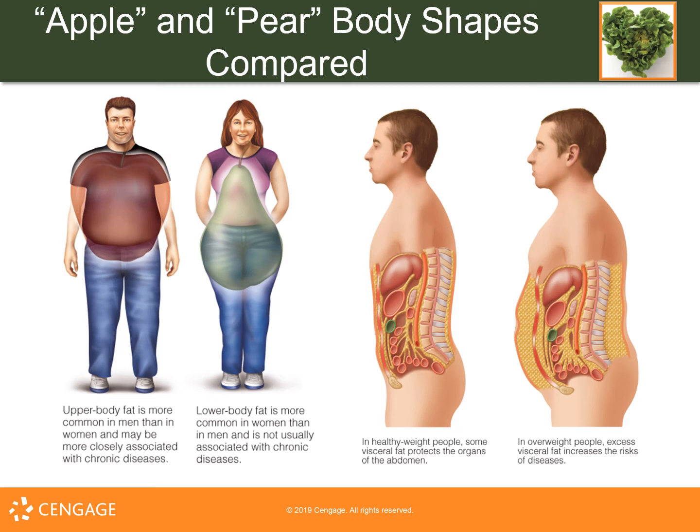In healthy weight people, some visceral fat protects the organs of the abdomen. In overweight people, excess visceral fat increases the risks of diseases. So while you will have some fat to protect the organs, excess visceral fat surrounding the organs and abdomen can increase your risk of disease.